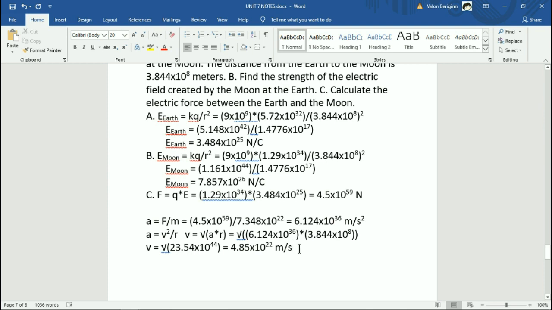If you want to go a step further, you could also figure out how much time it would take to go around the Earth. The time would be basically 2 pi r, the radius, divided by that velocity. So you get 2 pi times 3.844 times 10 to the 8 divided by that ridiculous number.